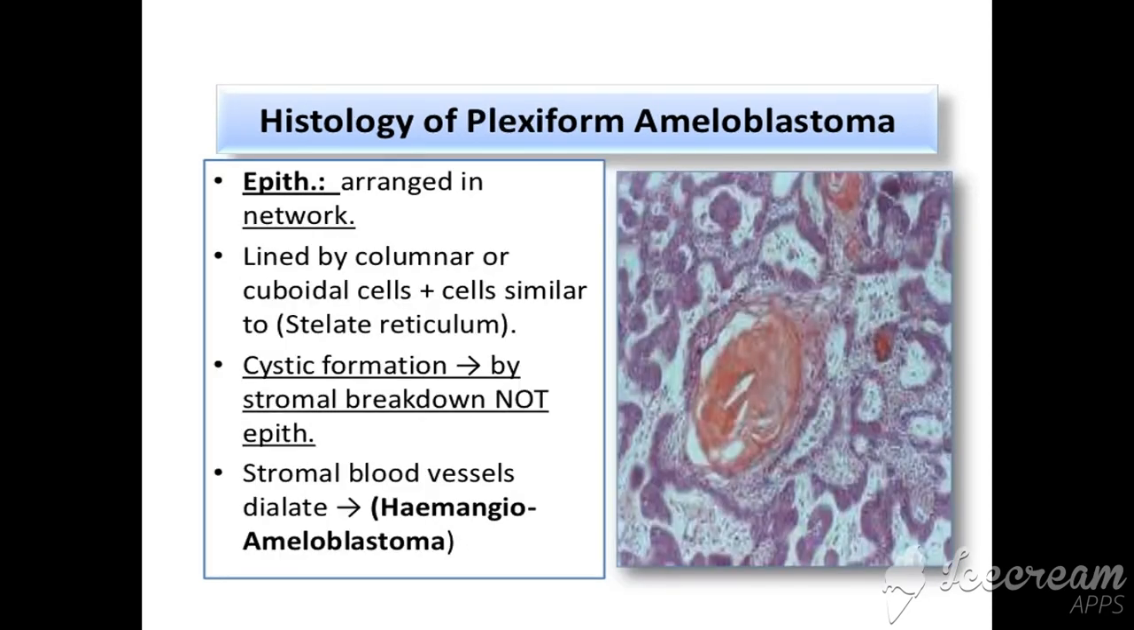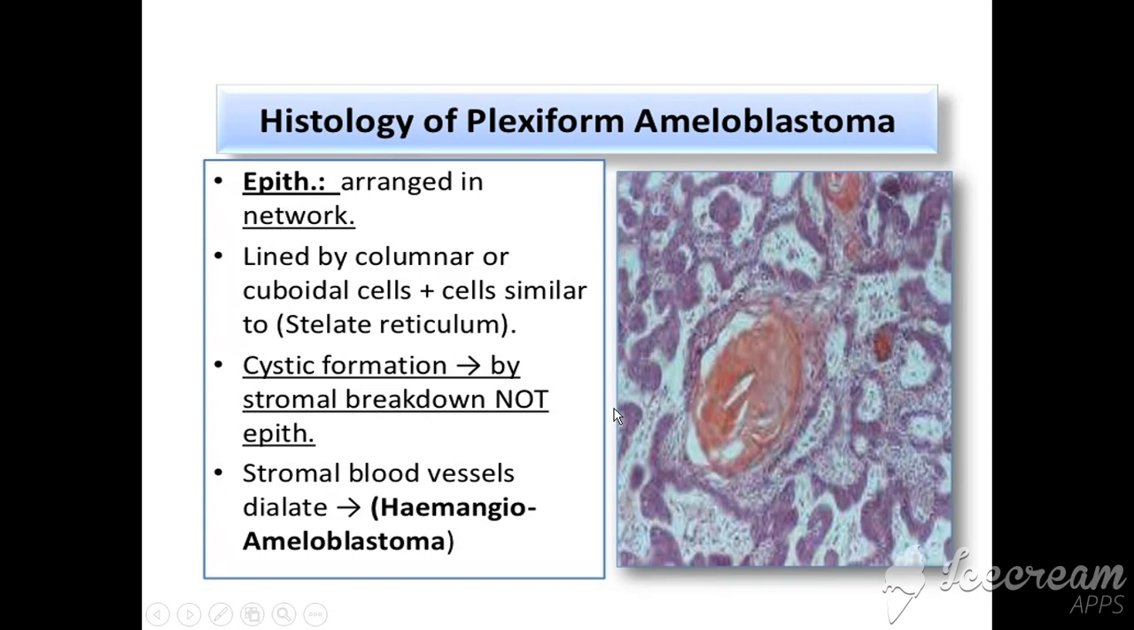Going towards the plexiform form of ameloblastoma, there are also two components, epithelial and connective tissue. The epithelial component forms strands, and this is the connective tissue component. There may be cystic formation due to breakdown of the stromal cells. Most of the time cystic formation occurs due to breakdown of epithelial cells, but this is the difference: here the cystic formation occurs by the breakdown of the stromal cells.